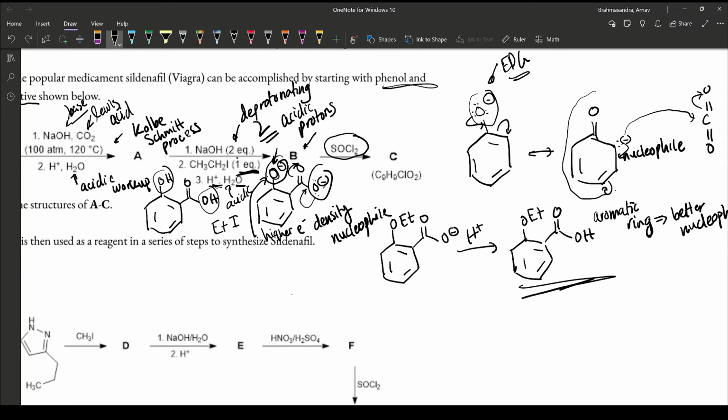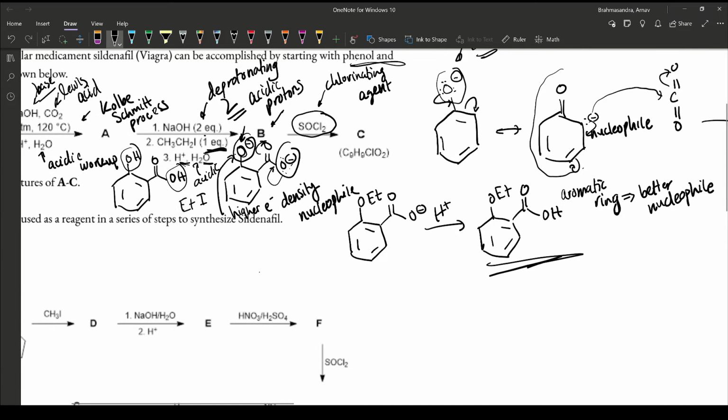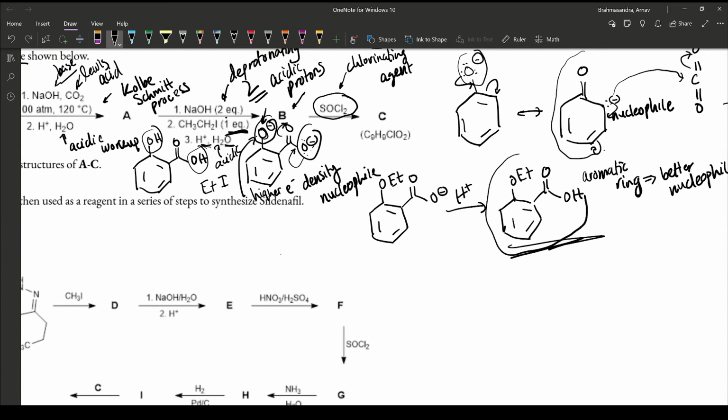In our next step, we see that we have SOCl2 as our reagent, and this is a very common reagent. You'll see it pretty frequently. What is SOCl2? It basically is a chlorinating agent. So basically what it does is it'll take an alcohol group or a carboxylic acid group and turn it into either a chloride or an acid chloride group. So you can see that in our product for B, we don't have an alcohol group, but we have a carboxylic acid group here.